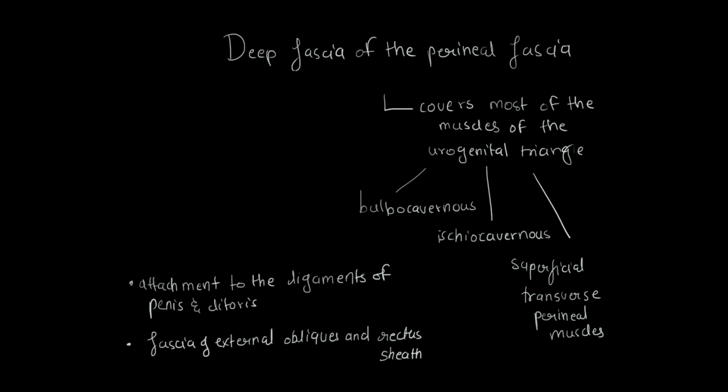In accordance with this, there are also other ligaments that are attached to the penis and the clitoris from the perineal fascia. And this fascia is continuous with the obliques and the rectus sheath too, because of course the rectus abdominis muscle goes on inferiorly and covers most of the inferior abdominal region too.